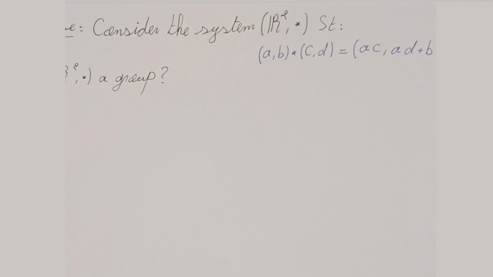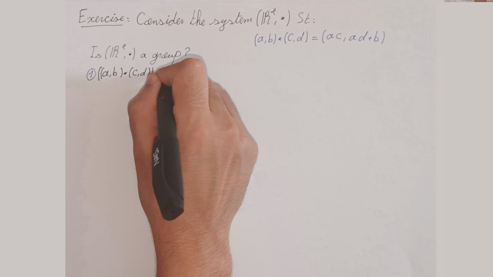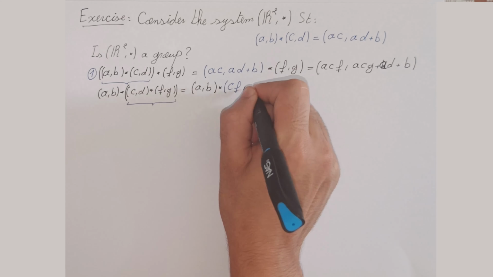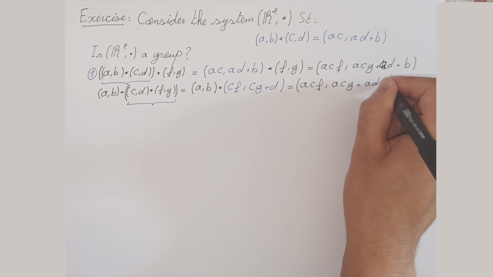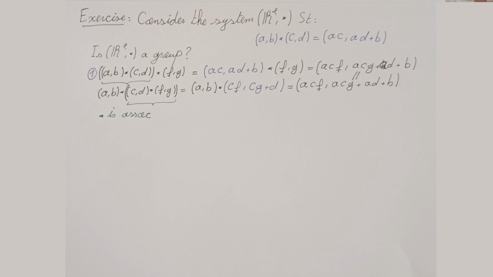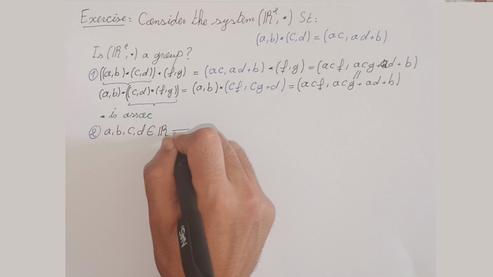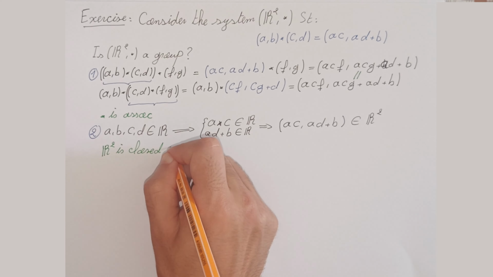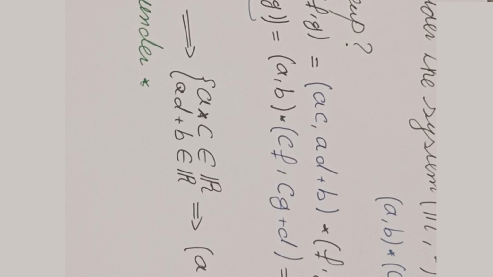Here is an exercise for us. We consider the set R squared together with the operation defined as following. Is this system a group? First, we check for associativity. And as we can see, the operation is indeed associative. The closure of R squared under the operation is obvious, since R itself is closed under addition and multiplication.